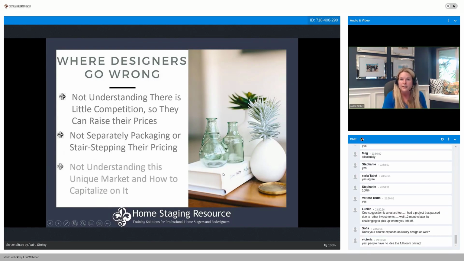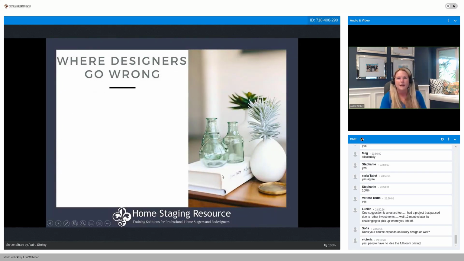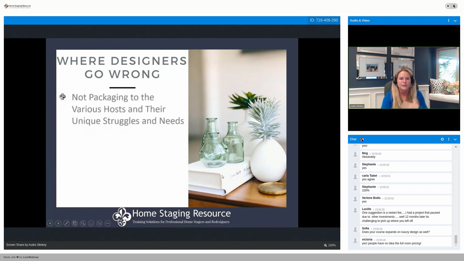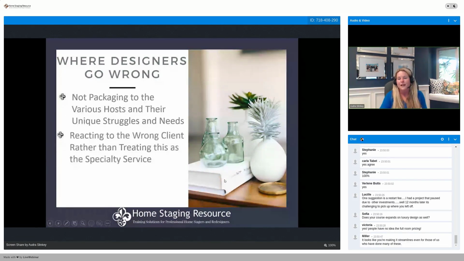Separately packaged, stair step the pricing. What does separately packaged mean? Do you really want to do the audio visual, the windows, all the furnishings, and the kitchen stocking for one price? No. So you've got to understand it's a unique market and it's easy to package to various hosts, their struggles, their needs. Instead of just, what I'm seeing a lot of, and this is why I did this training, because the last couple of years, I see so many of my members doing this kind of work, but they're in kind of reactive mode where it's like, oh, one of my clients needs me to do this.